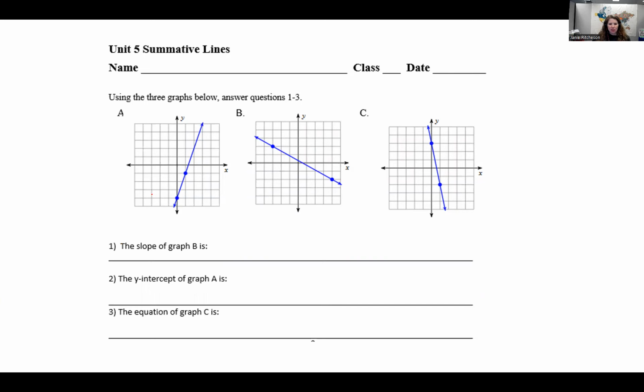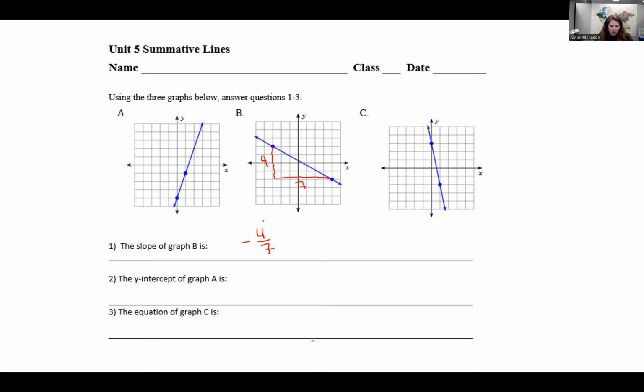Number 1, ask for the slope of graph B. So if you made your triangle, you saw the rise was 1, 2, 3, 4. The run is 1, 2, 3, 4, 5, 6, 7, and it's going down and to the right. So we have a negative slope, -4/7.